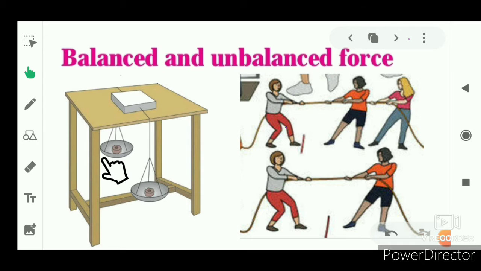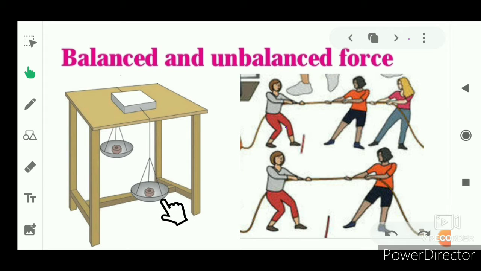Means in both directions the weights are pulling the box, so force is applied on the box from both directions. If the forces on both sides are equal, then the box will not move. Such forces are called balanced forces. If two forces act on one thing in equal and opposite direction, meaning they are equal in magnitude but opposite in direction, then the object will not move. Such a force is called a balanced force.